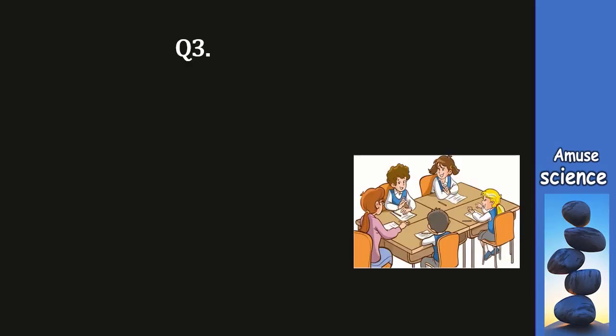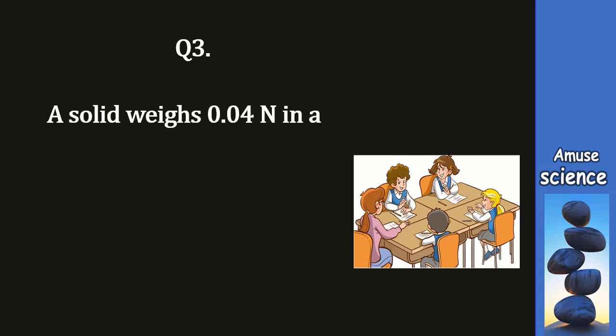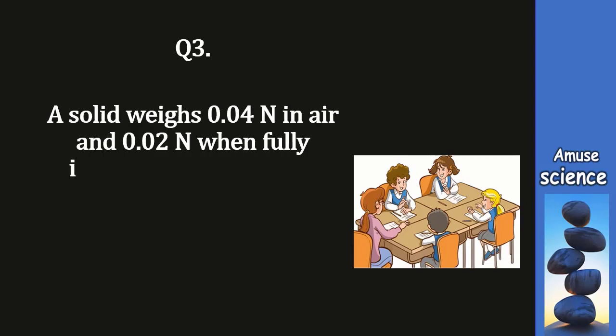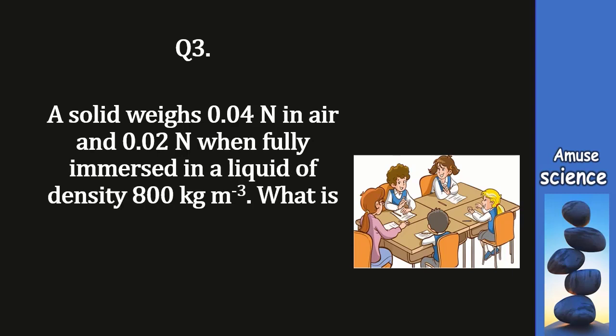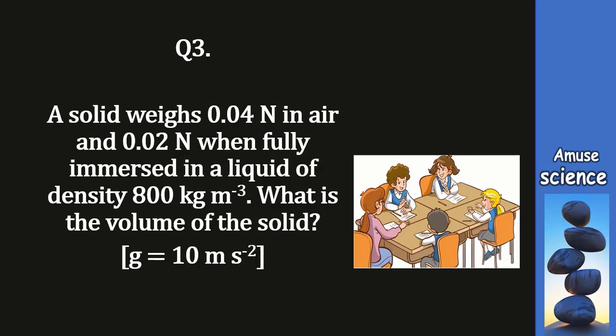Now let's take our third question. It reads, a solid weighs 0.04 newtons in air and 0.024 newtons when fully immersed in a liquid of density 800 kilograms per cubic meter. What is the volume of the solid? And the acceleration due to gravity has been given as 10 meters per second squared.